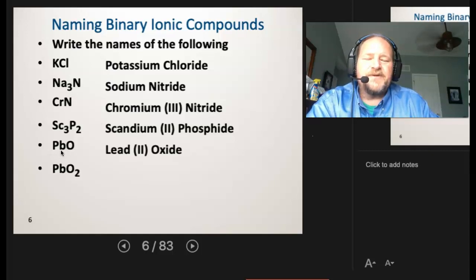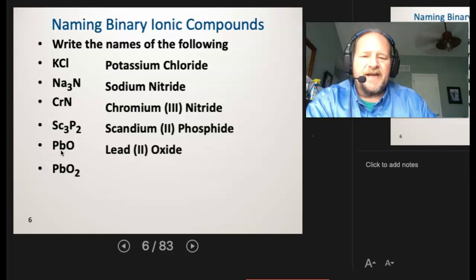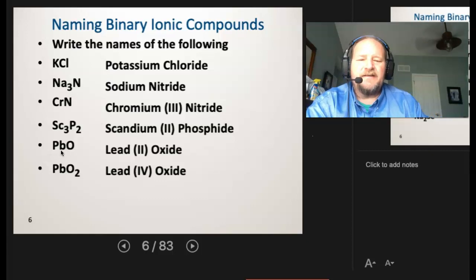How about PbO2? All right, so once again, oxygen's a -2, but this time we have 2 of them. So that means we're going to have a total of -4. The lead has to balance that -4, and so I make lead 4 oxide.